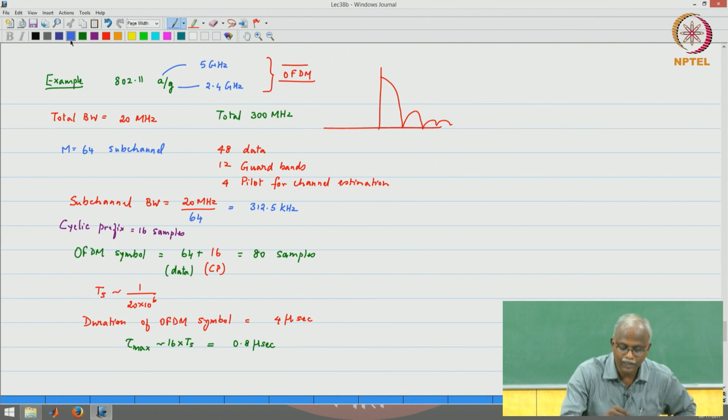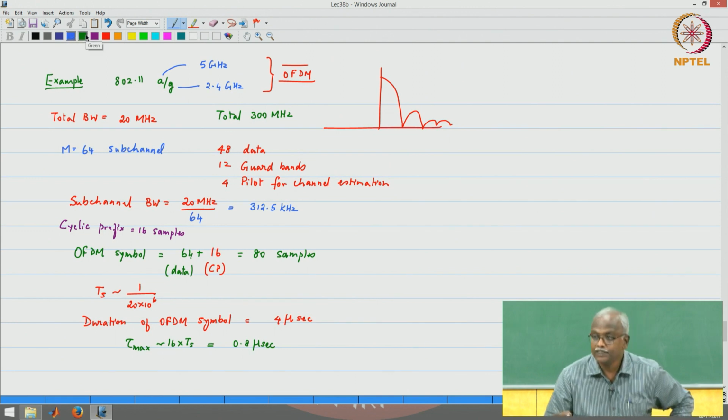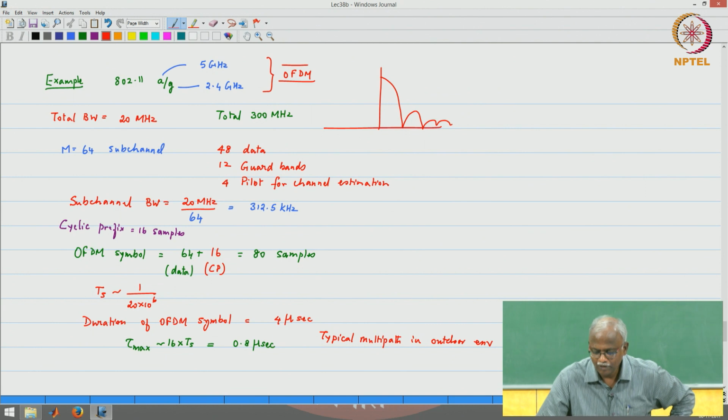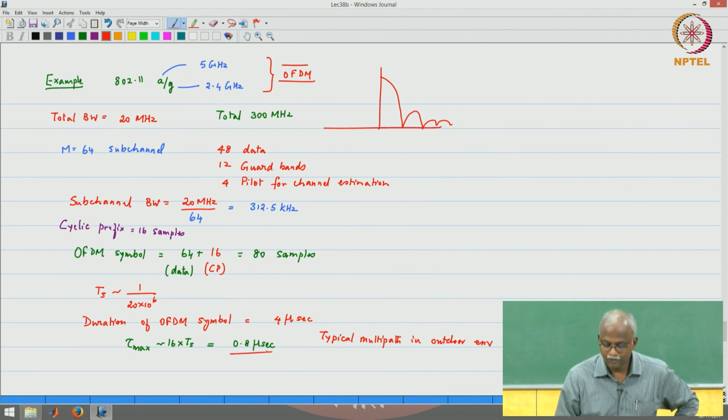Now we said somewhere, when we were talking about multipath and other things, that typical delay spreads are of the order of 5 microseconds. Typical multipath delay spread in outdoor environments is approximately 3, 4, 5 microseconds. Let us write down 5 microseconds. Okay, which means you have not allowed enough for your delay spread. Why did they design it in such a way?